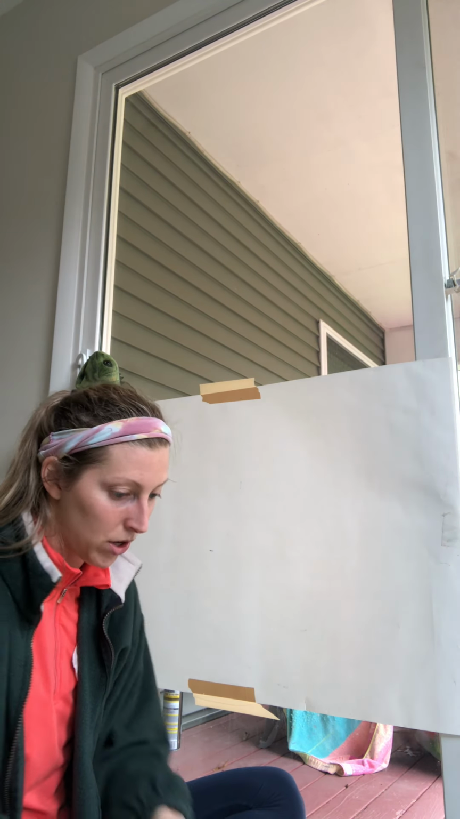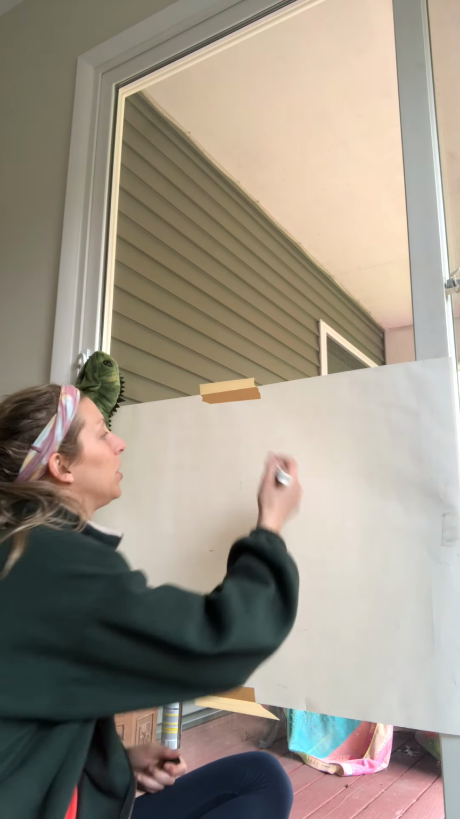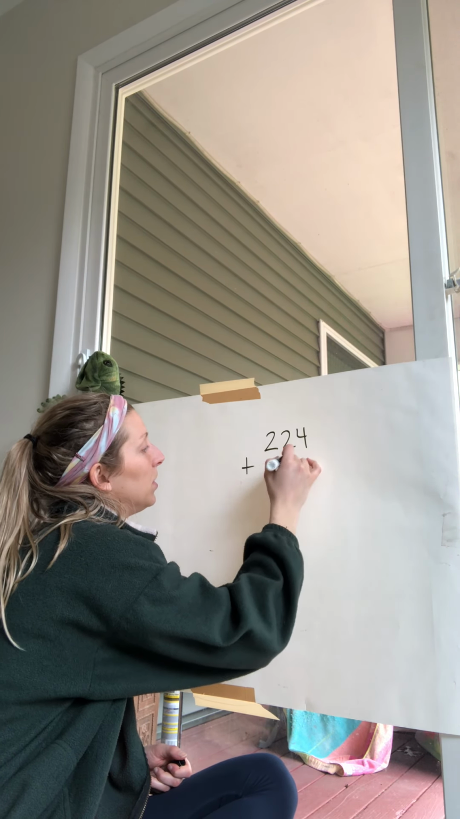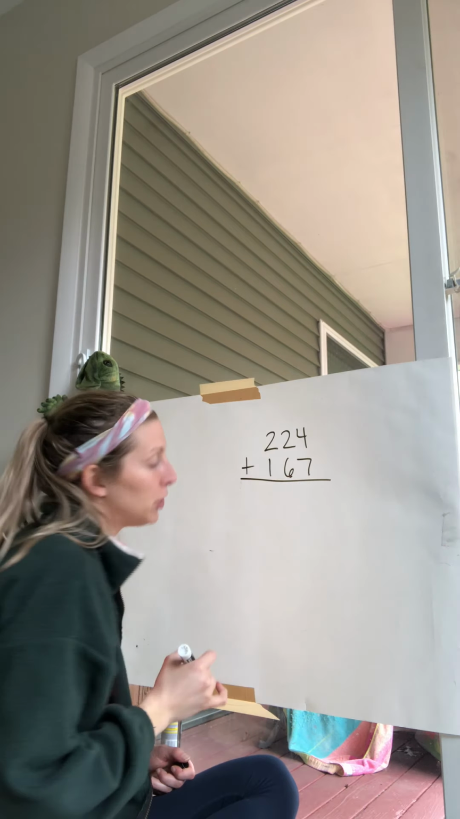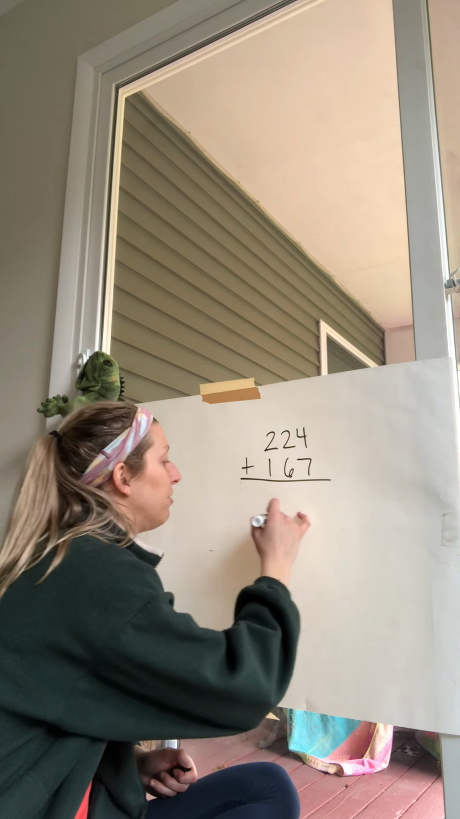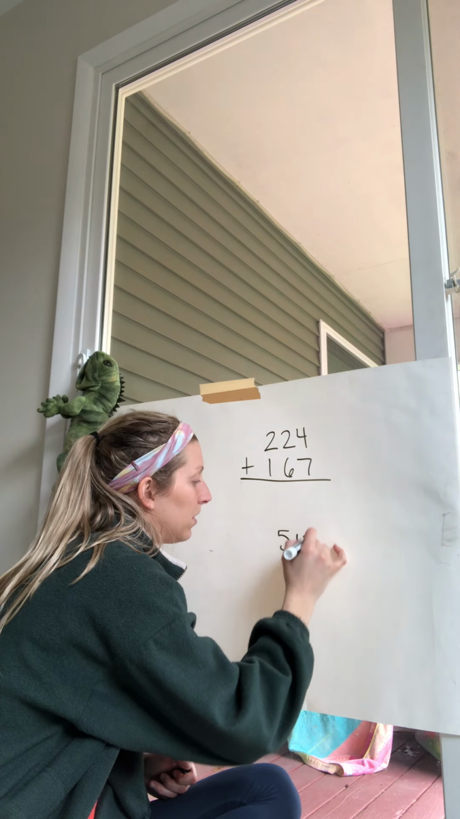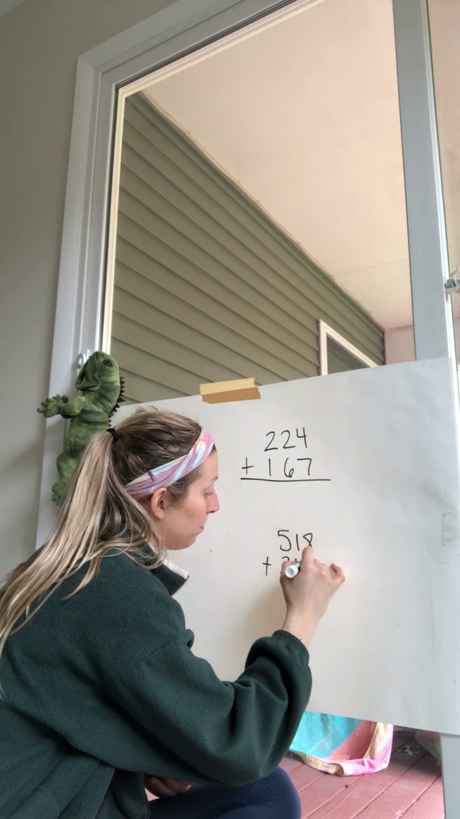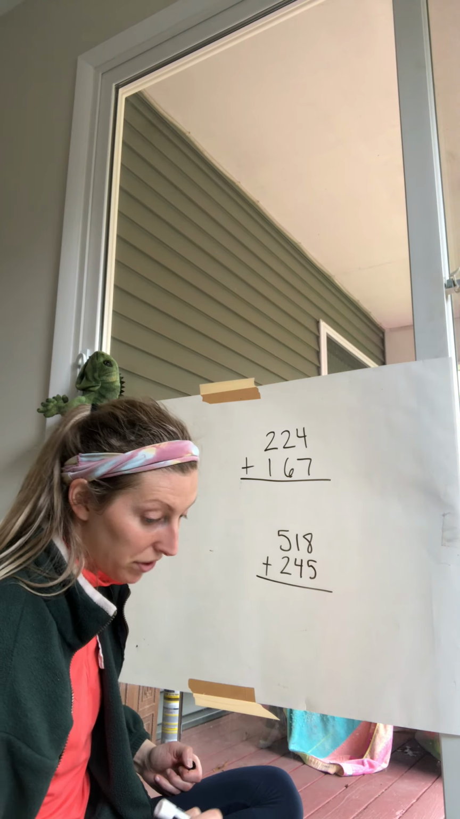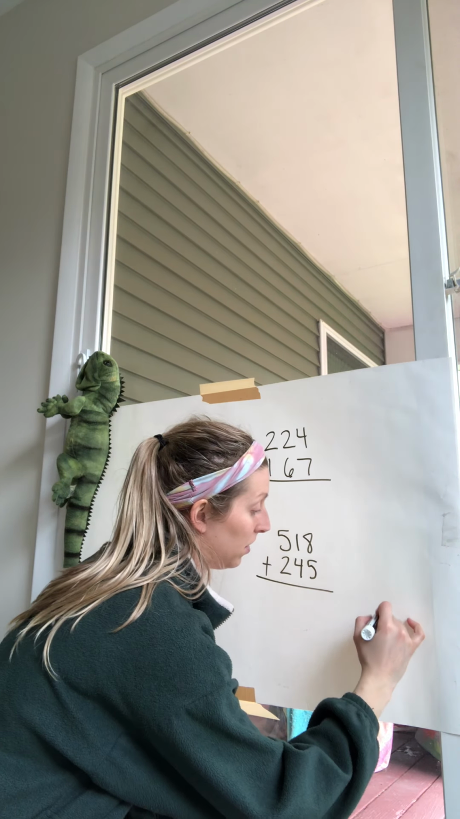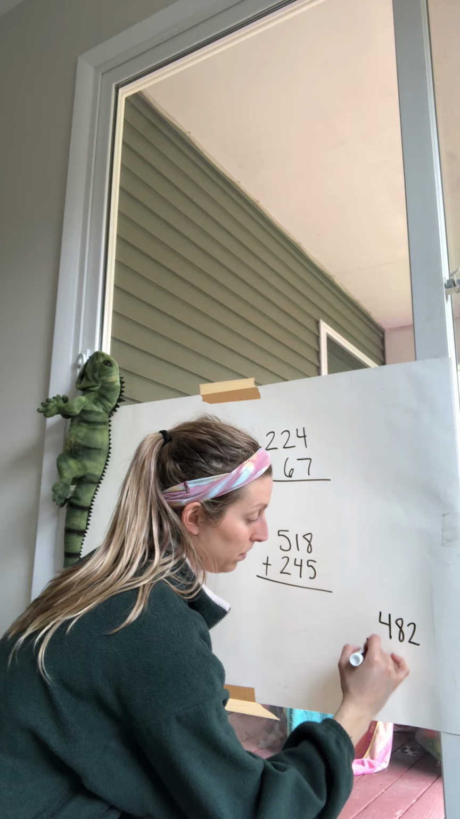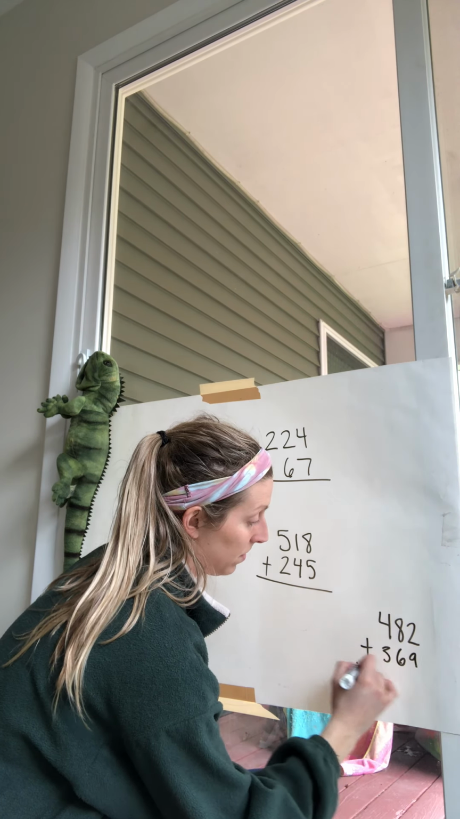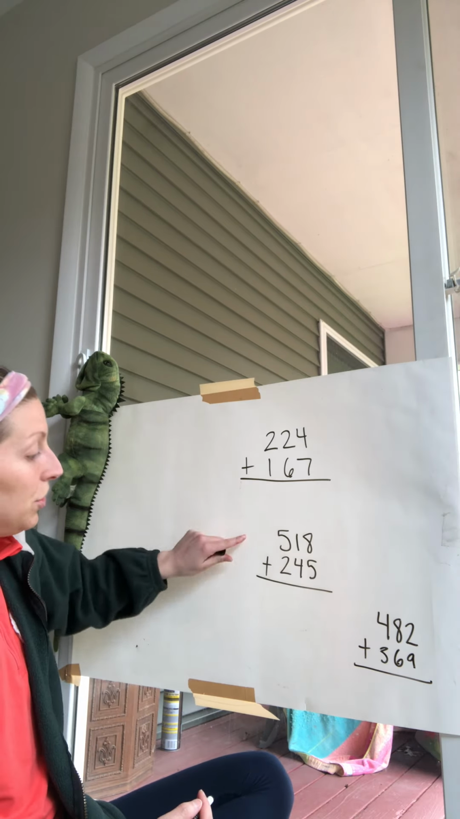Okay, so here we go. First one, 224 plus 167. 224 plus 167. That's your first one. Your second one is 518 plus 245. And your last one of the day is 482 plus 369. That is your last one. You have 1, 2, and 3.